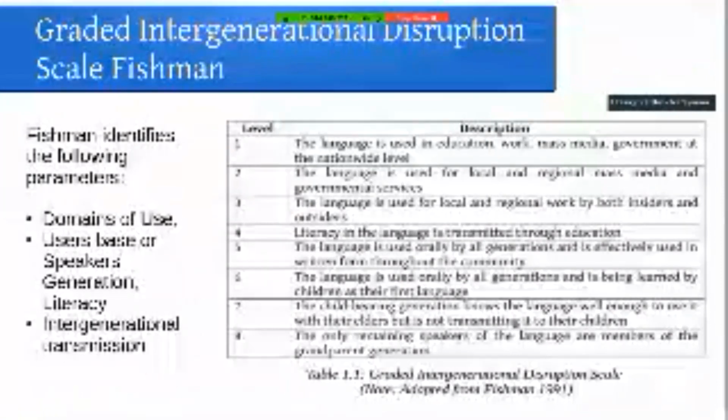Fishman identifies 8 levels. Level 1 is in education, work, mass media, government at the nationwide level. So it is a language that is used for all purposes, by all. This is a language like Hindi or English, which is completely safe. At level 2, the language is used for local and regional mass media and governmental services.